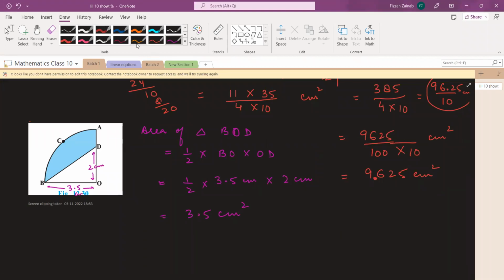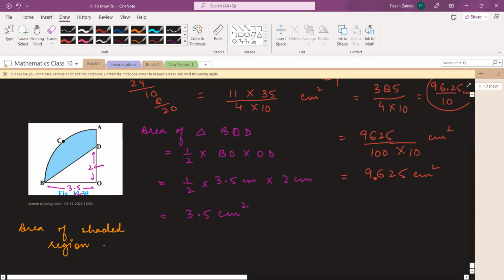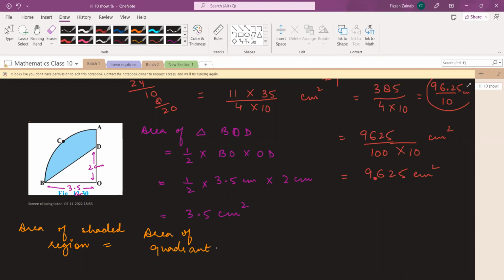Right. So the area of the shaded region will be the area of the quadrant, which I named OACB, right? OACB. Okay, minus the area of triangle BOD.